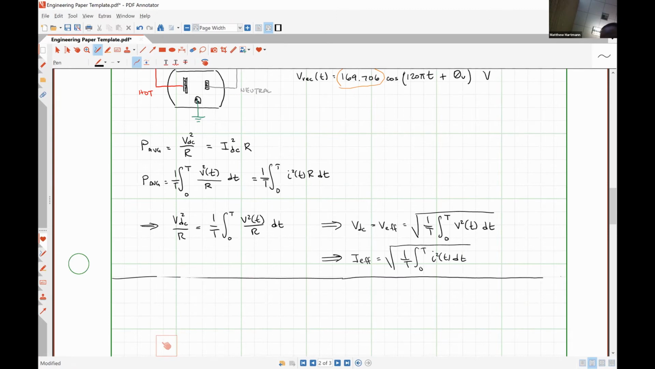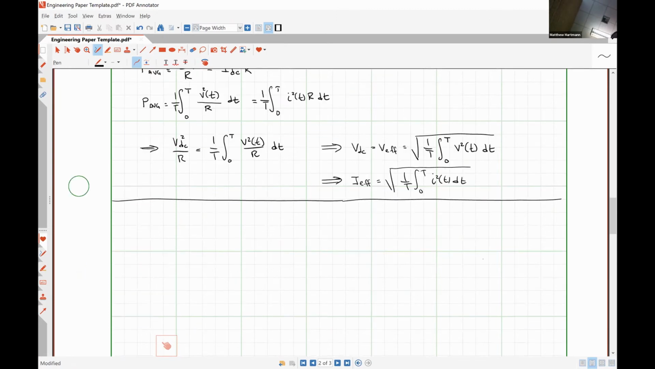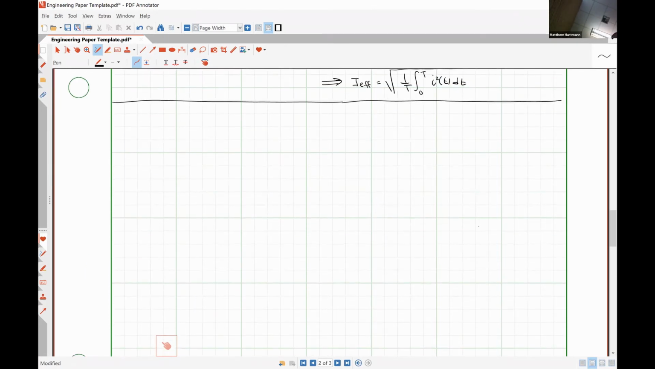So we're going to look at a couple. Let's say that I have, I'm just going to make one up here, a voltage waveform like this.